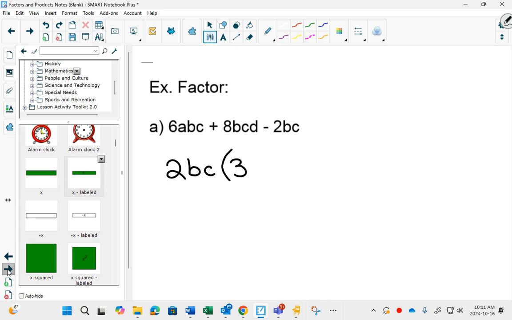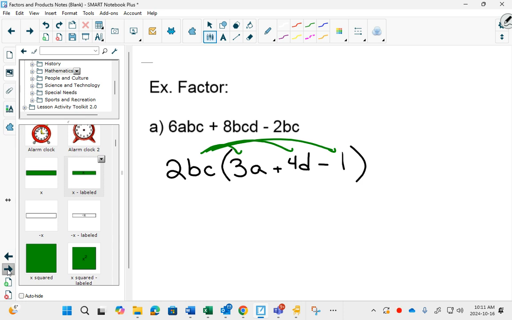What am I left with here? To make the 6, I would need 3. And I've got the B in the C, but I still need an A. It's going to be a plus sign. And then 2 times 4 makes 8. I've got the B in the C, but I'm missing the D. And then the last one's a minus sign. I don't need any numbers because I have the 2. What do I do if I pulled out everything? 1. I'm left with a 1. And then again, quickly multiply it out in your head and do a check to see that you're right.